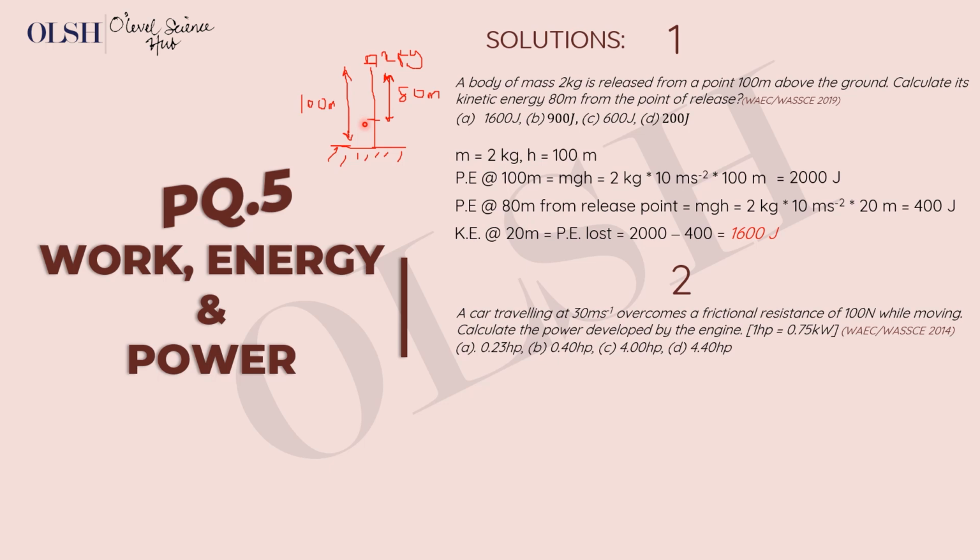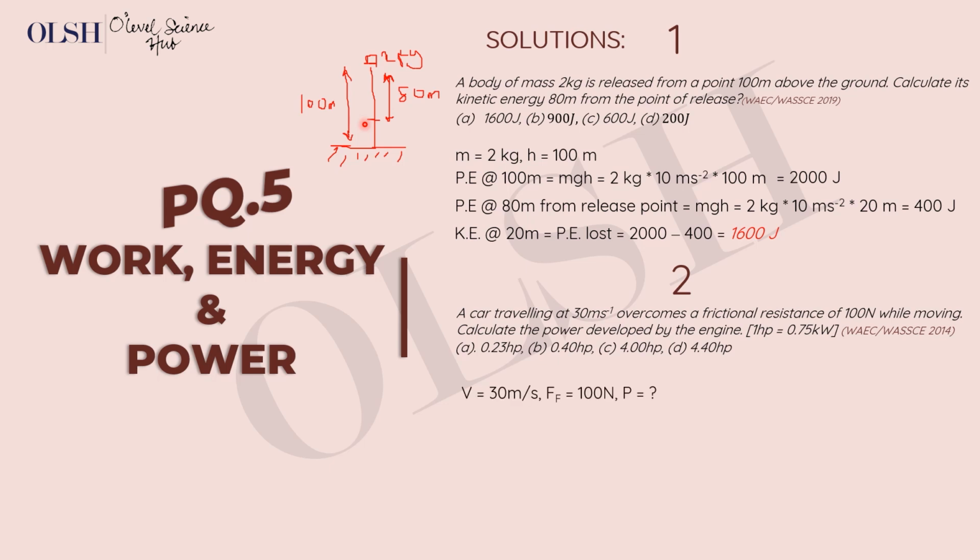In this case, the car is moving at a particular speed, and we are asked to find the power developed by the engine. Of course, this power developed is going to be the power from the force the engine is applying to overcome the frictional resistance. So if that is the case, we will take the frictional resistance of 100 newtons as the force applied. Because that's the force that the car engine is expected to overcome to keep this car moving at 30 meters per second.